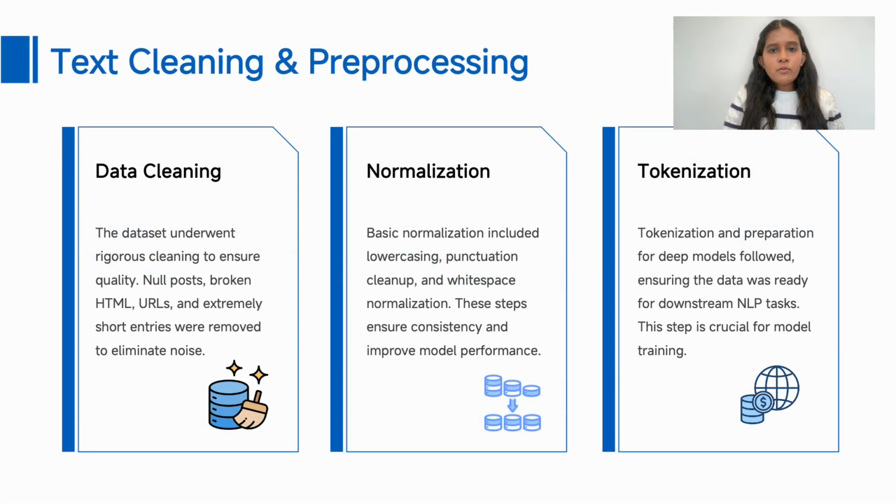Once the raw data was collected, the first major step was preparing it for analysis. This began with data cleaning, where I removed invalid or noisy entries such as empty posts, broken HTML tags, links, and extremely short messages that provided no emotional context. This helps reduce confusion for the model. Next, I applied normalization. Here, I converted all text to lowercase, cleaned unnecessary punctuation, and standardized spacing.